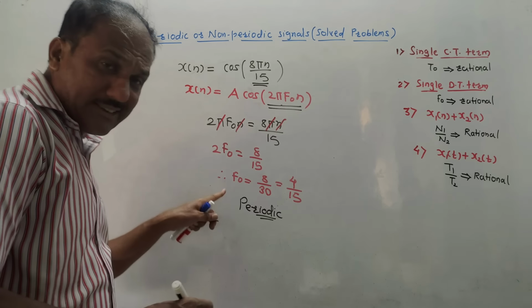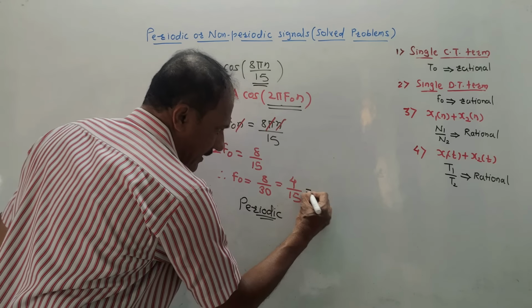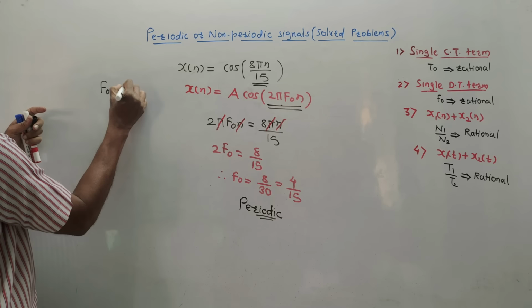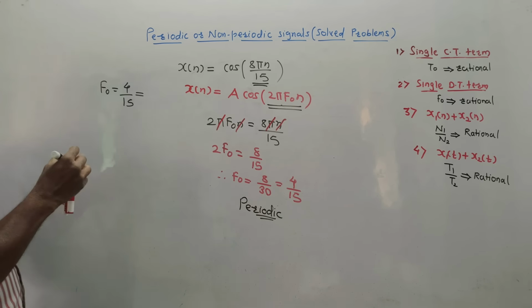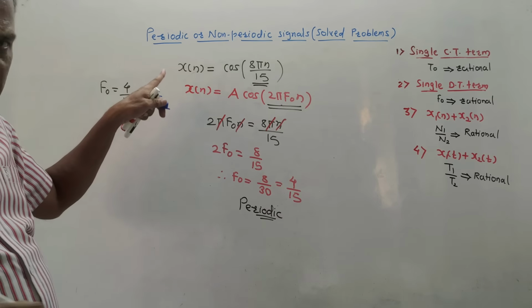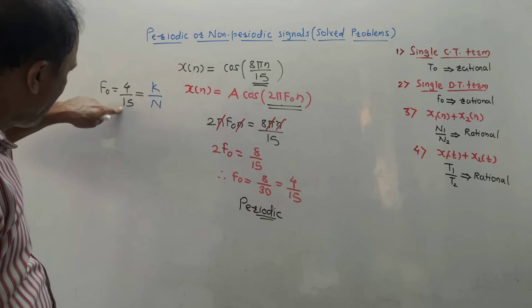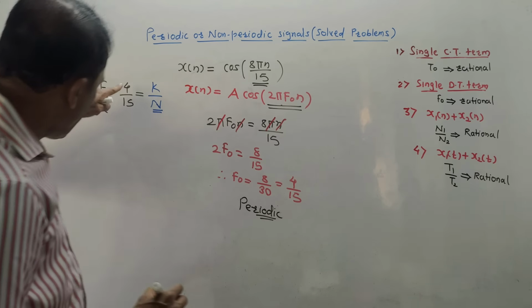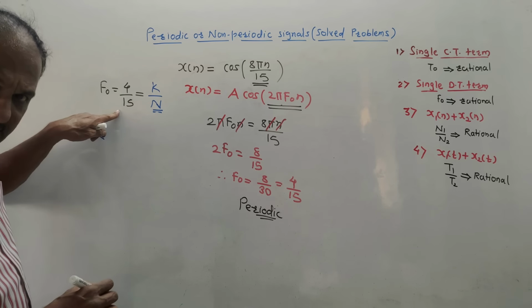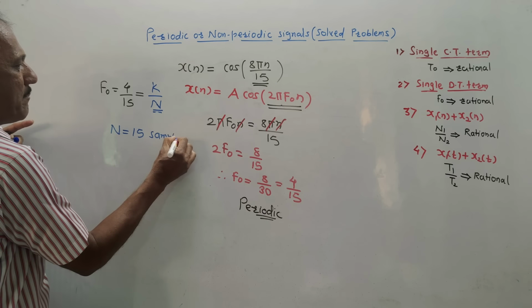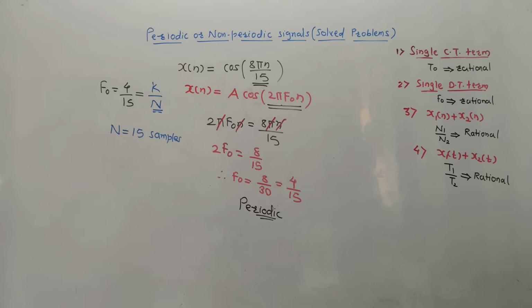How to calculate it? Since it is a discrete signal, do remember one thing. Whatever value you got after the calculation, here f0 is 4 by 15, equate this value to the notation k by n. These are two simple notations. So k is 4, n is 15, and n represents the fundamental period. So in this case, the fundamental period n is equal to 15 samples. This is the way to solve a single term related to a DT signal.